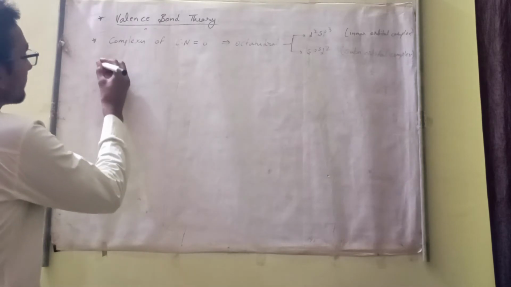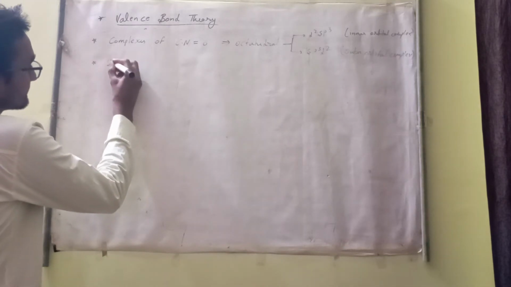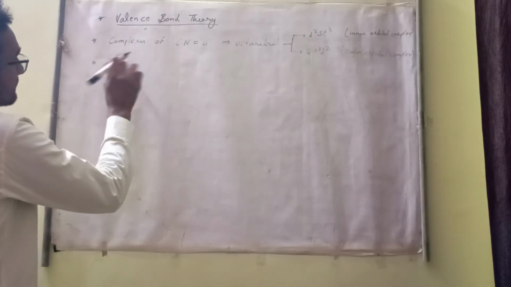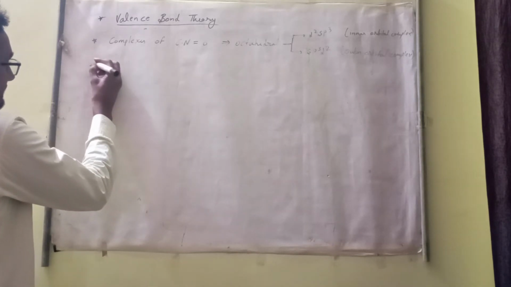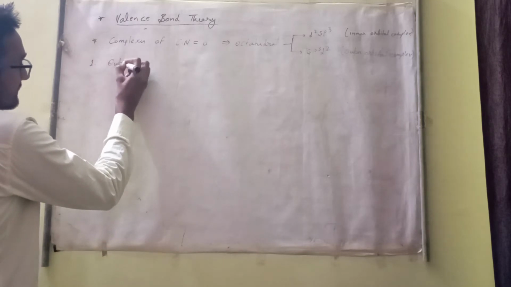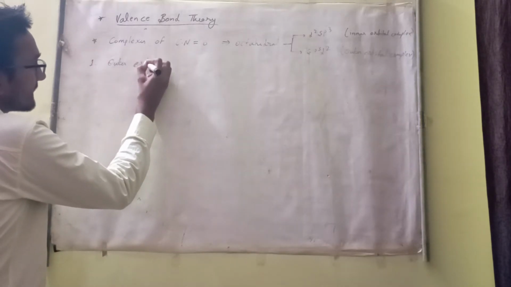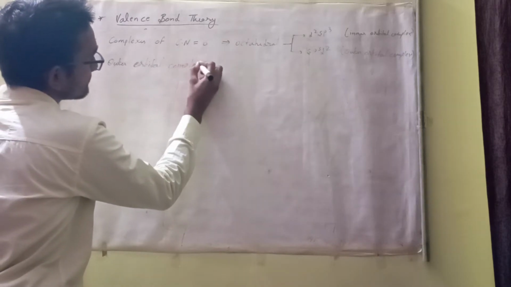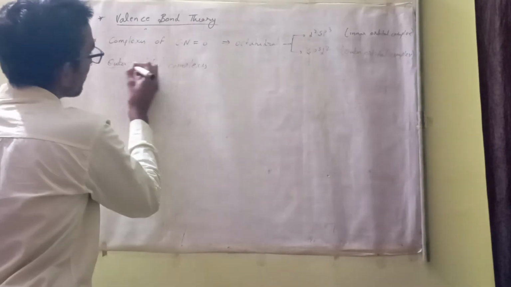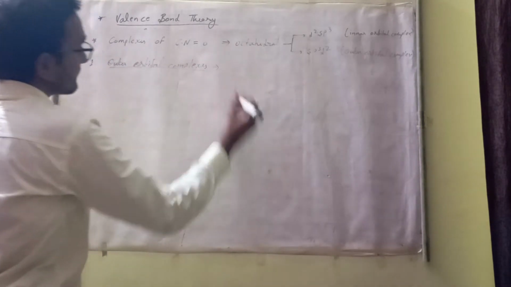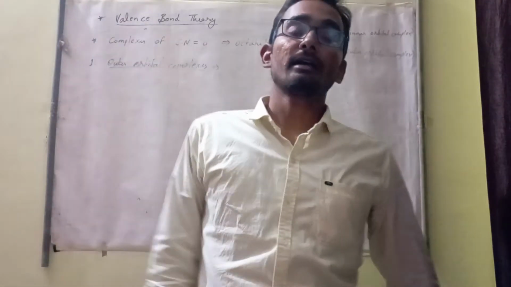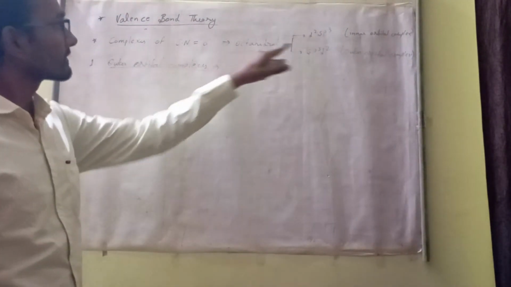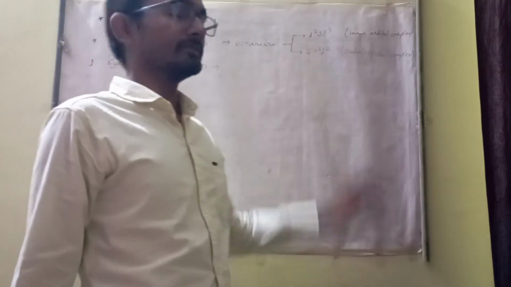Let us take examples of complexes. First of all, we are going to take outer orbital complexes. In case of outer orbital complexes, the hybridization is sp3d2.